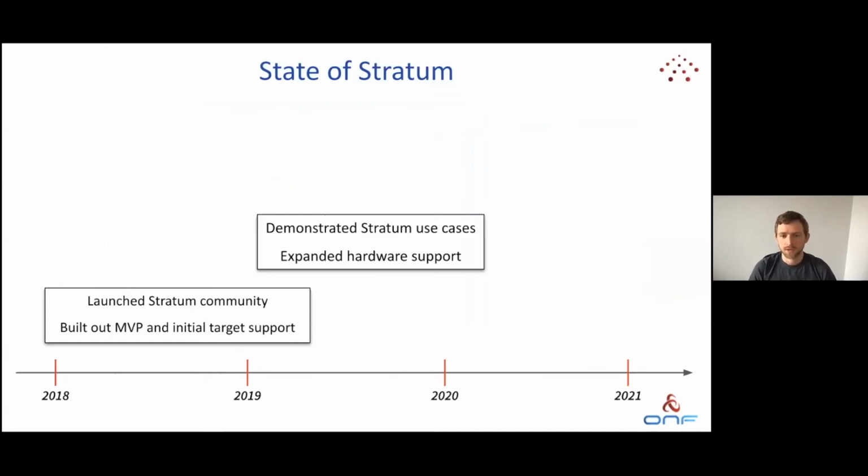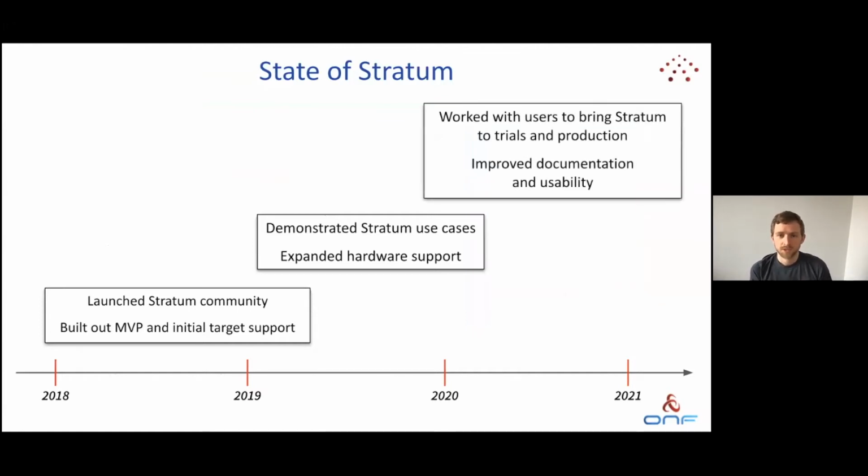And next, I want to talk about what we've been up to this past year. So this past year, we've largely been working with users to bring Stratum to trials and production. We've taken a pretty significant effort also at improving the usability of the system and improving documentation. And I want to just walk through a few of the users we've been working with.